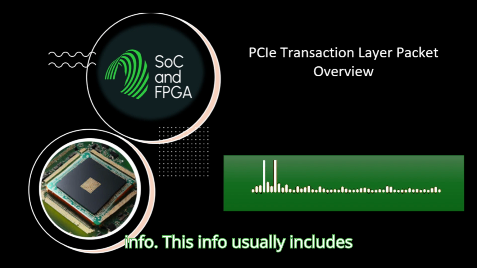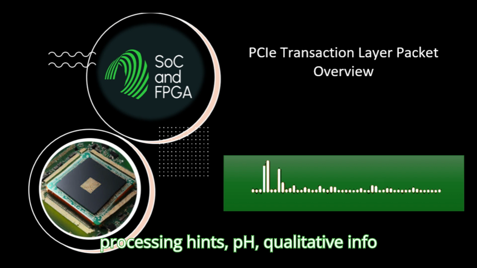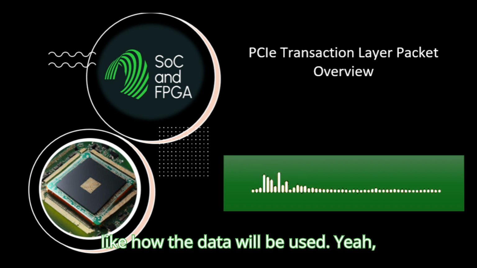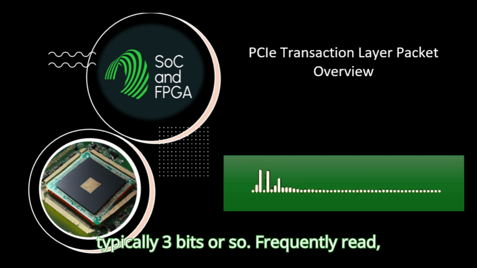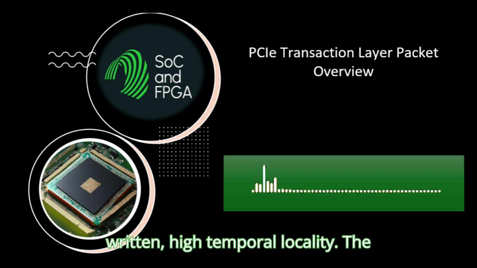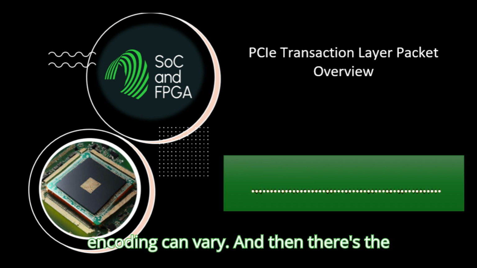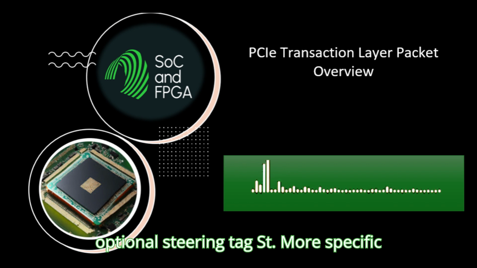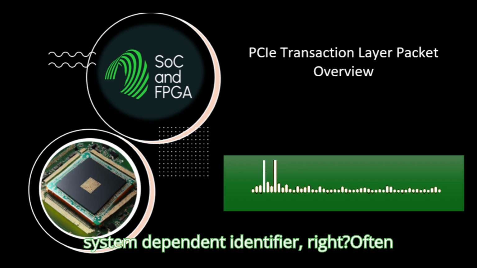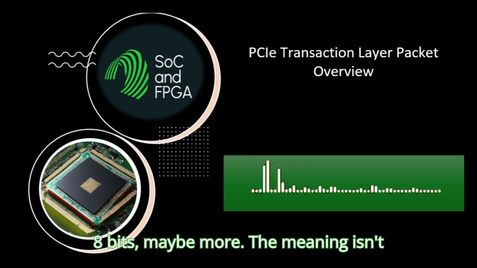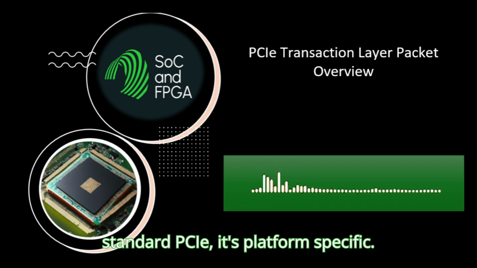This info usually includes processing hints, PH. Qualitative info, like how the data will be used. Yeah, typically 3 bits or so: frequently read, written, high temporal locality. The encoding can vary. And then there's the optional steering tag, ST. More specific, a system-dependent identifier. Often 8 bits, maybe more. The meaning isn't standard PCIe, it's platform-specific.